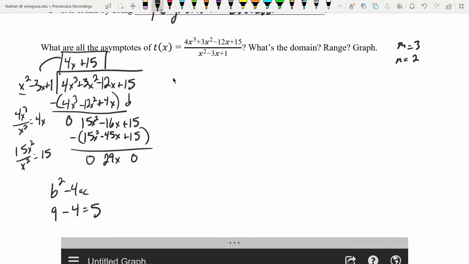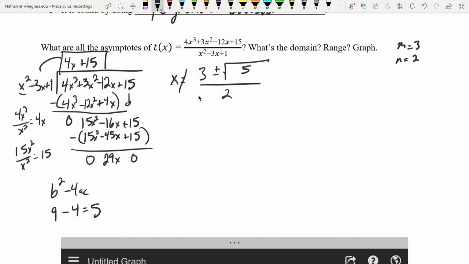So let's use the quadratic formula. Negative b, so it's going to be positive 3, plus or minus the square root of the discriminant, which we just found is 5, all over 2 times a. a is 1 here, so we get 2. And that's really all there is to it. It's just (3 plus or minus root 5) over 2. I can't simplify that at all. And so x cannot equal those values. Those are the only issues in the domain.